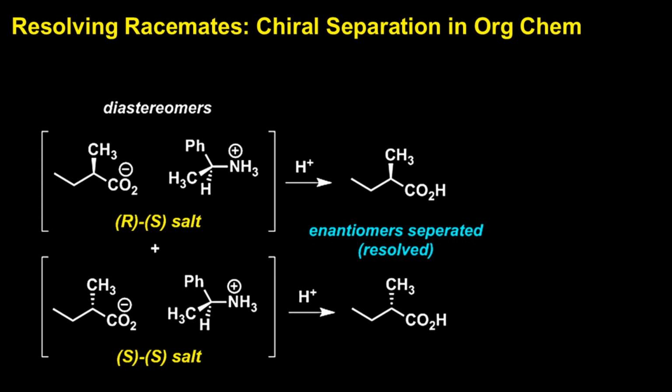This method is really popular in pharmaceuticals and fine chemical synthesis, where high enantiomeric purity is a must. By using a chiral resolving agent, we can efficiently separate enantiomers and get high-purity compounds for further use.